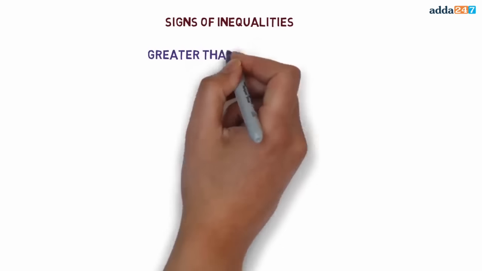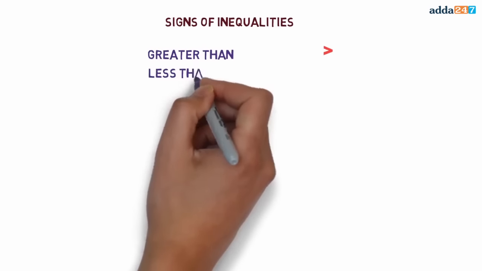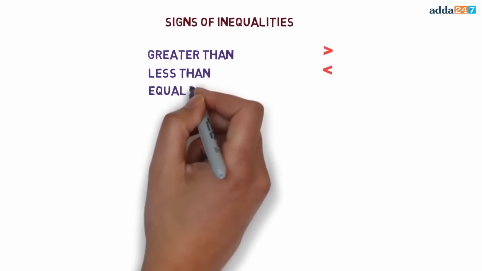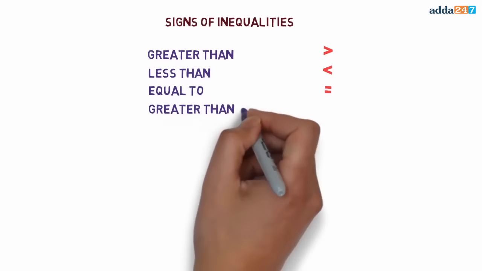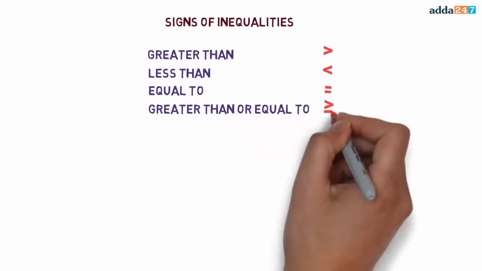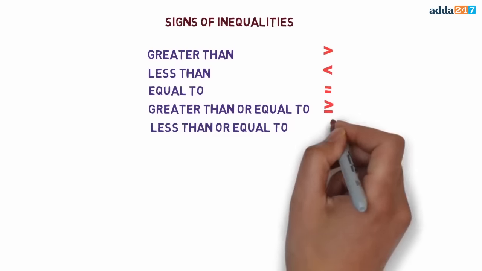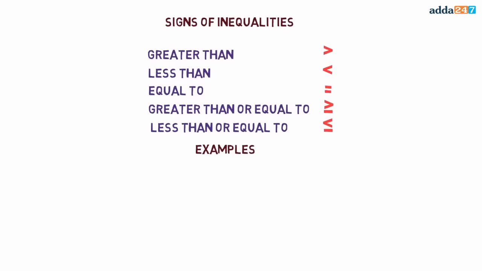Symbol for greater than is this. Symbol for less than, equal to, greater than or equal to, less than or equal to. Let's look at some examples.